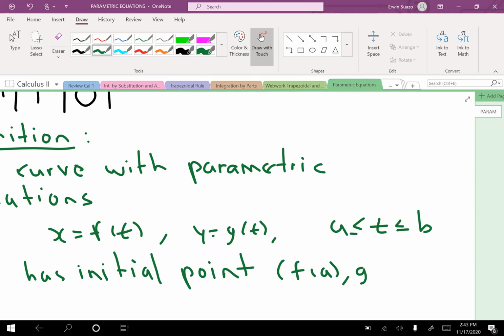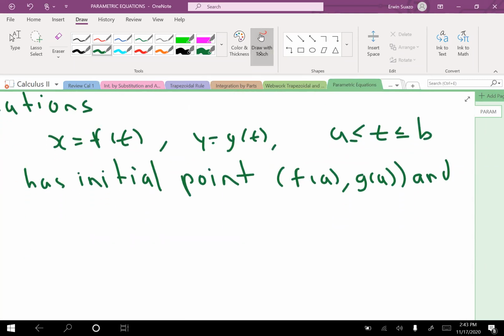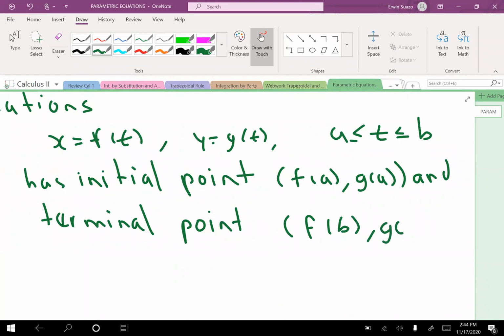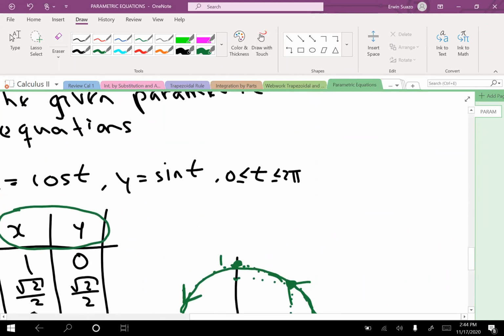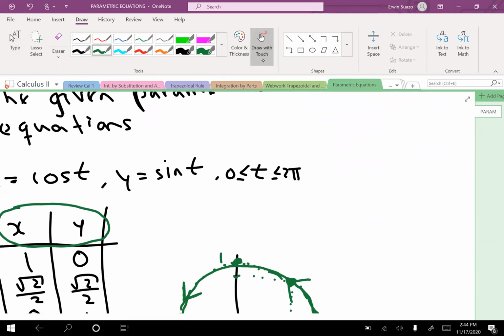f of a, g of a, and terminal point f of b, g of b. Okay. So over here, we started at the point, let's see where it started from 0 to 2 pi. So this is my A, this is my B.